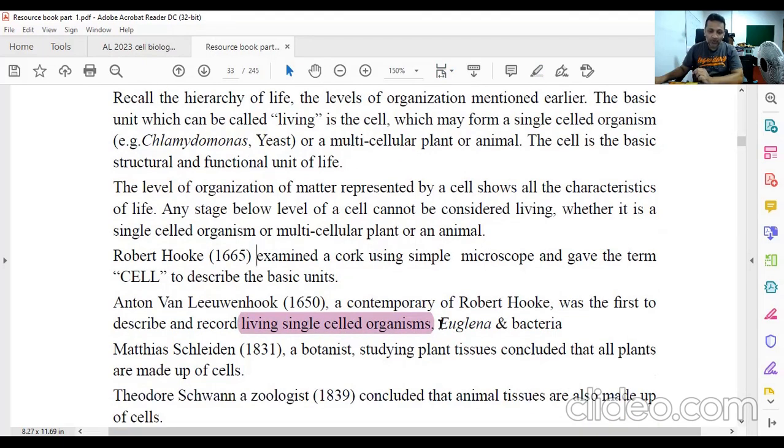He was able to observe Euglena and bacteria-like unicellular organisms. Anton van Leeuwenhoek is described as the father of microbiology. After he observed microorganisms, the field called microbiology started to develop. So in microbiology, Anton van Leeuwenhoek has a very big contribution.